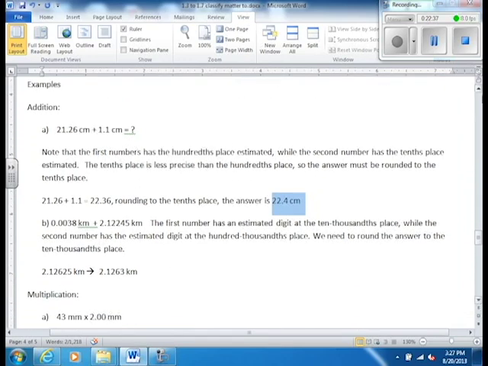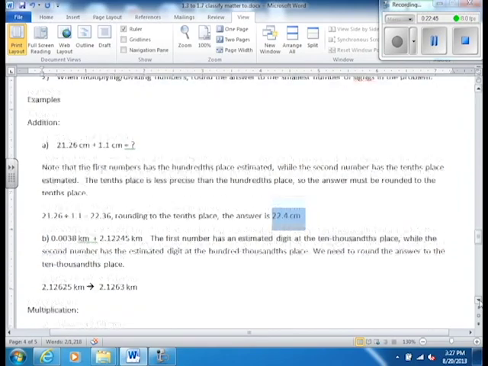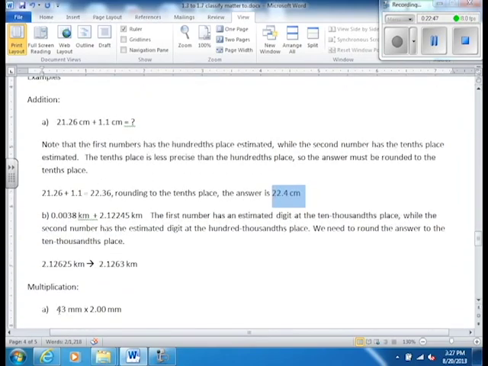All right, multiplication. Now on this problem, let's see, what is our rule for multiplication? We're not looking at placeholders. Multiplying, dividing, we round to the smallest number of sig figs in the problem. So in this problem, I have 2 sig figs. Do these zeros count? Yes, they do. They're not leading zeros. They are trailing zeros and a decimal showing.